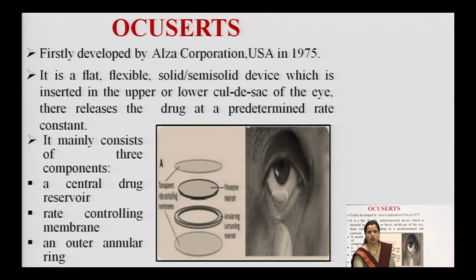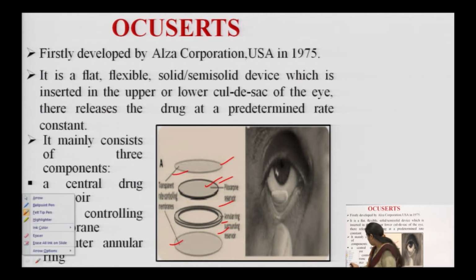You see this picture that the insert has different types of layers, which is transparent. It mainly consists of a central drug reservoir, rate controlling membrane and outer membrane ring. This is the drug reservoir. The picture has shown the pilocarpine OcuSert, and this is the transparent part and this is the annular ring and again the membrane. So, upper and lower membranes fix the inner membranes of the OcuSert.